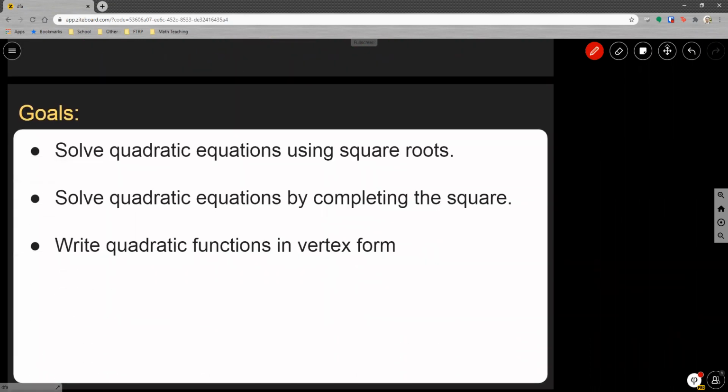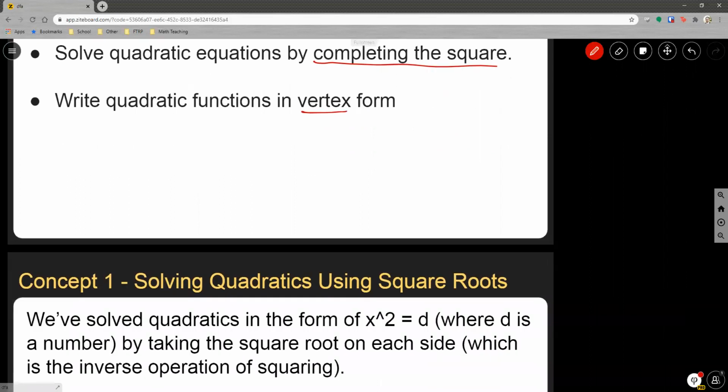So our goals in this chapter, we have 3 of them, are to solve quadratic equations using square roots, which we've already done a little bit of. We're just going to take it a step further. Solve quadratic equations by completing the square. That's kind of our main topic. And write quadratic equations in vertex form. We're going to see that completing the square and the vertex form are intertwined. So we'll see that in a second. Remember, vertex form was something that we dealt with in chapter 2 quite a bit.